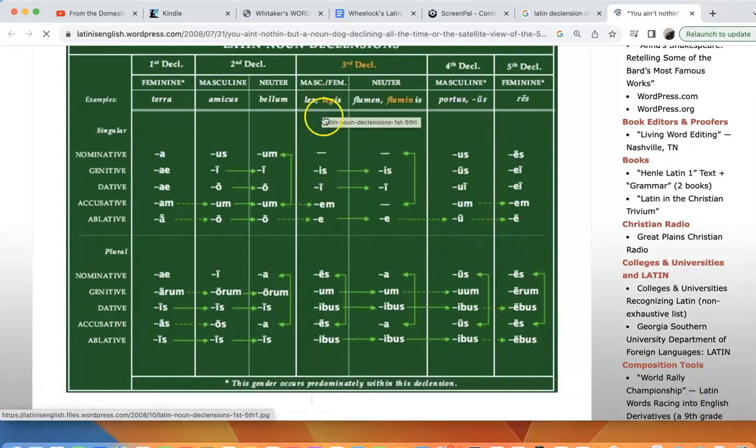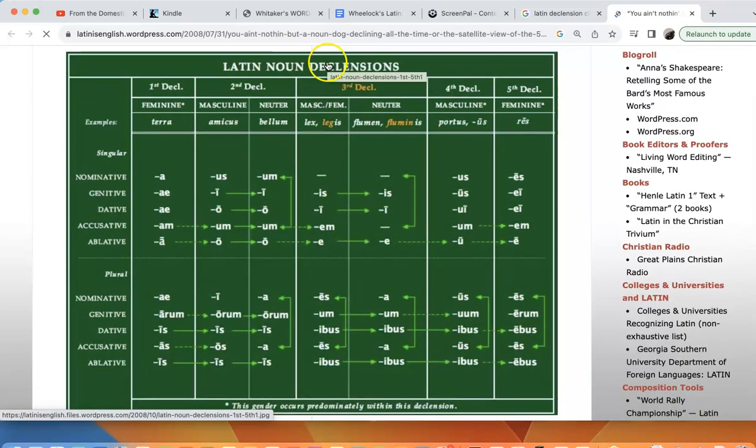So remember that nouns have declensions or parts of speech. So here we have the subject, here we have the possessive, here we have the indirect object, here we have the direct object, and here we have some prepositional phrase or adverbial phrase.